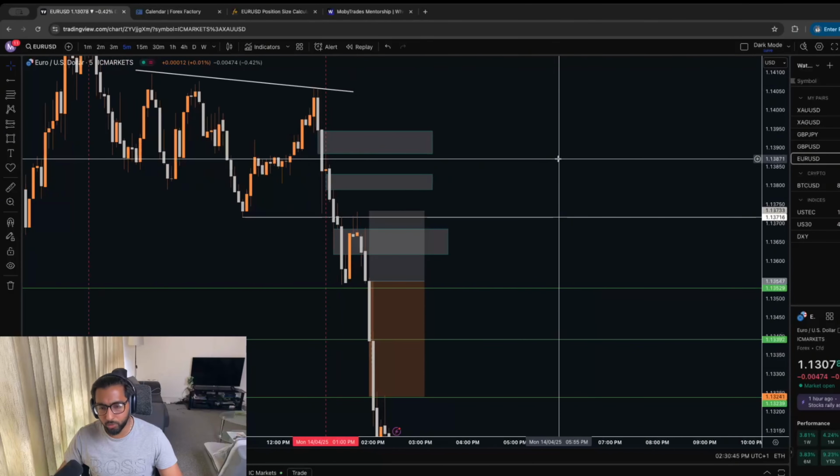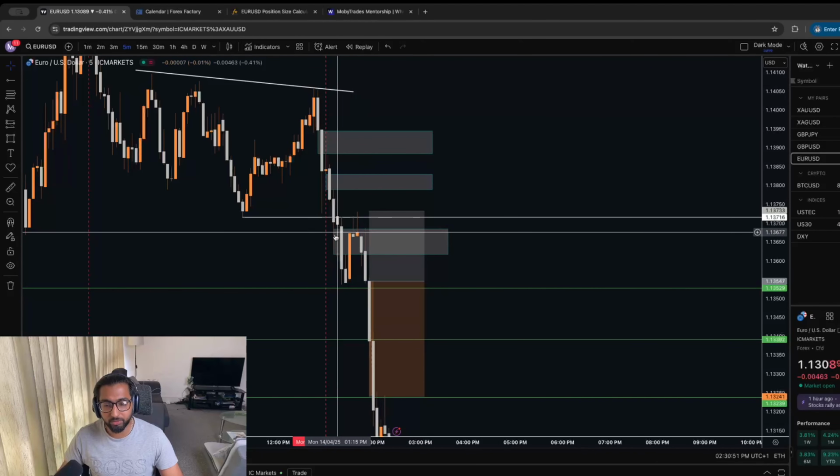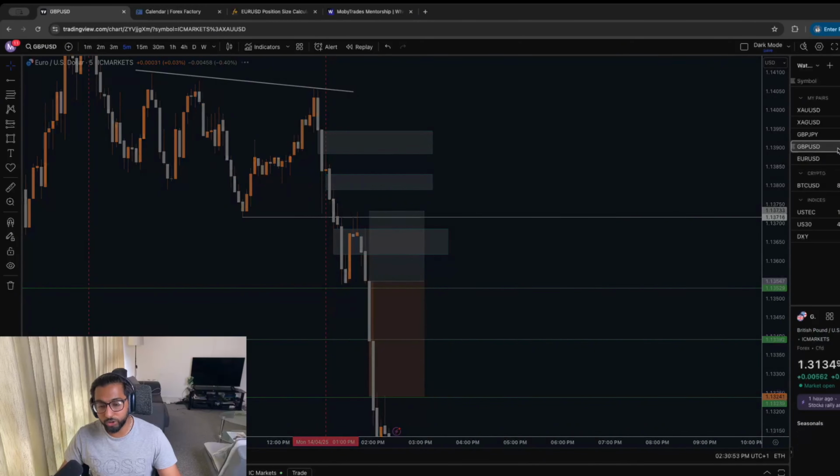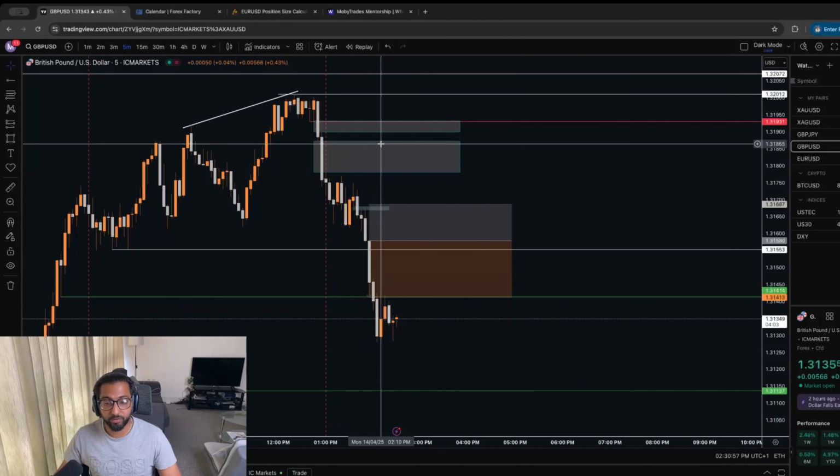We then see, okay, cool. Let's mark up the fair value gaps. Boom, boom, boom. Waiting for fair value gaps. Boom. We then start to see price respecting this fair value gap. Now, on GU, remember I said GU is lagging, so I was expecting price to fill up this fair value gap.